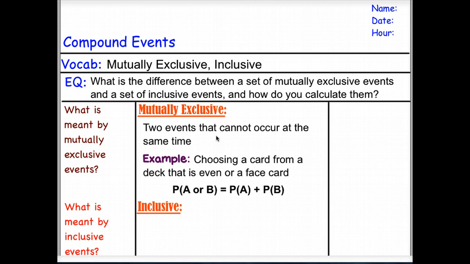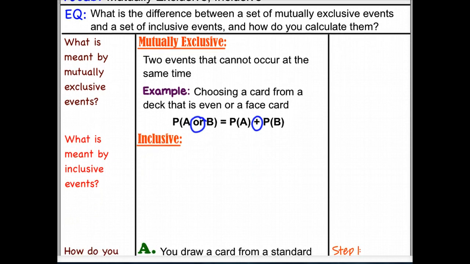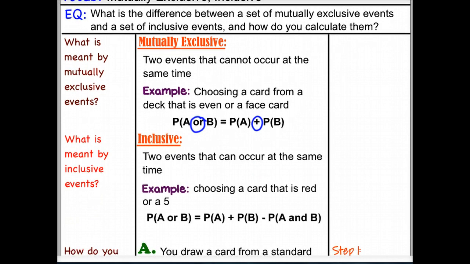So for example, if we choose a card from a deck of cards, if we want to find the probability that we would get an even or a face card, you can't have a card that's even and a face card. So because those cannot occur at the same time with that one event, because it says or, and as you remember, we talked about how or means add, we're going to take our two individual probabilities and we're going to add them together.